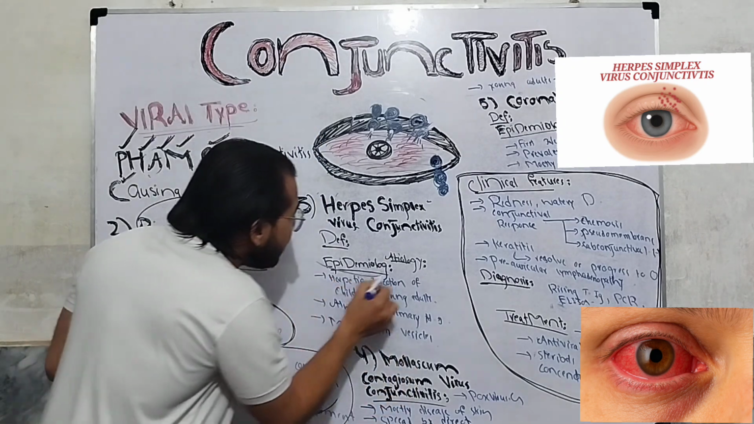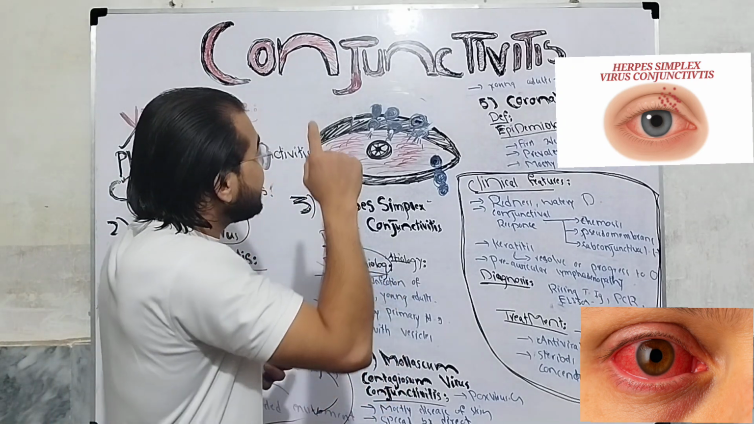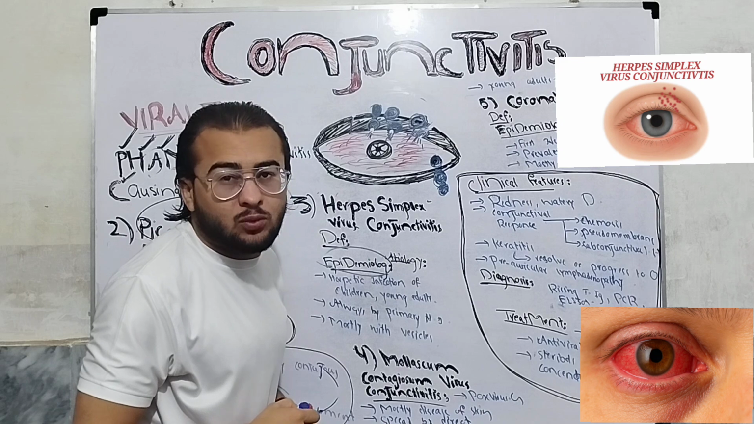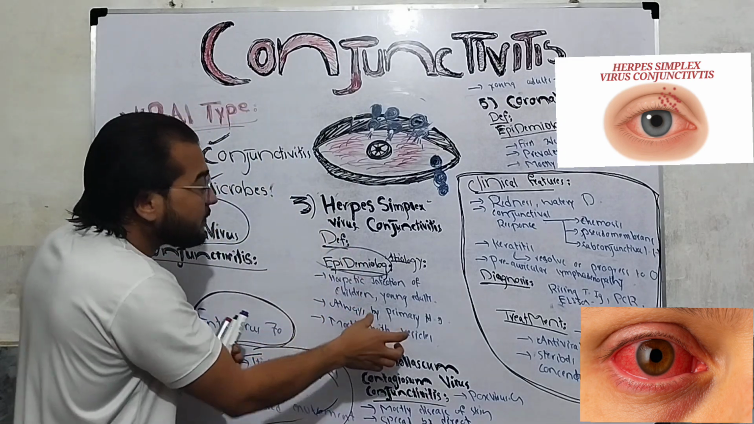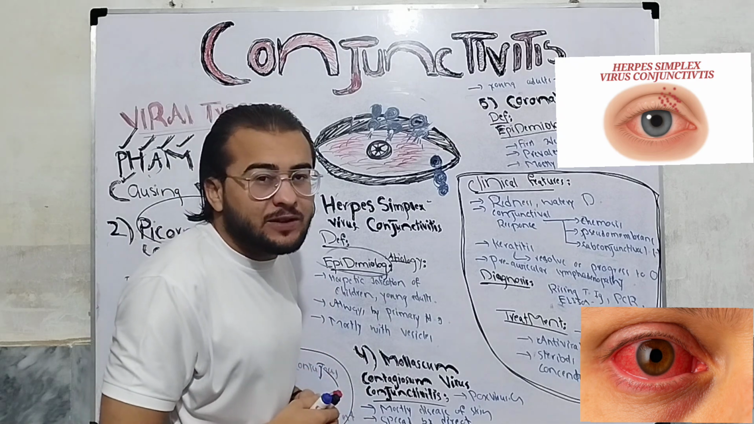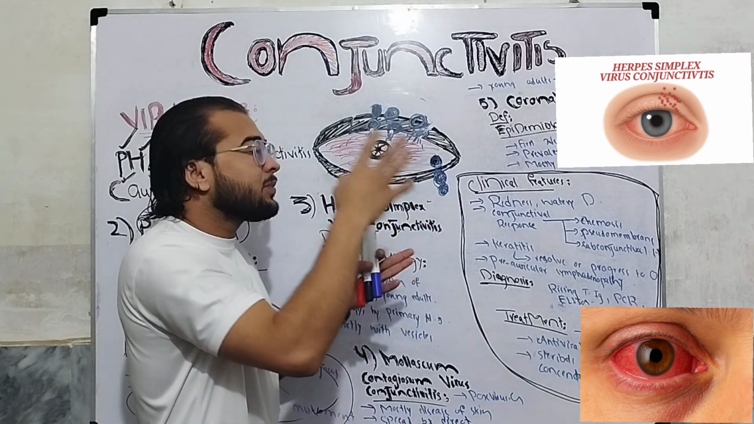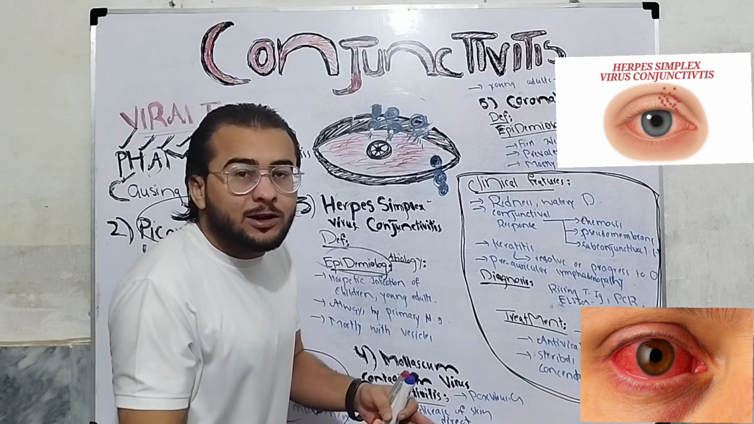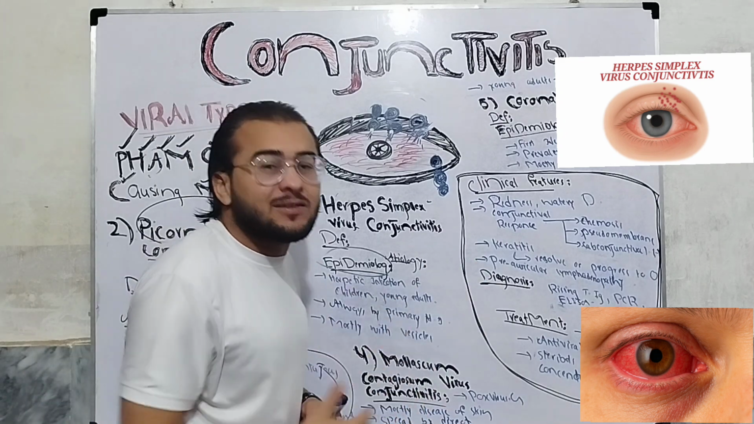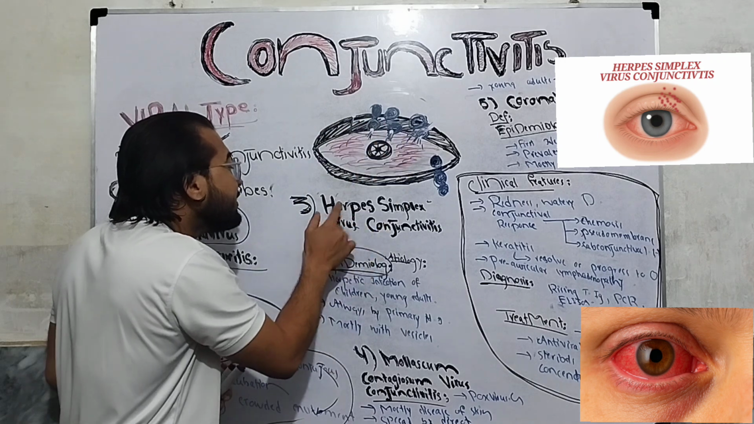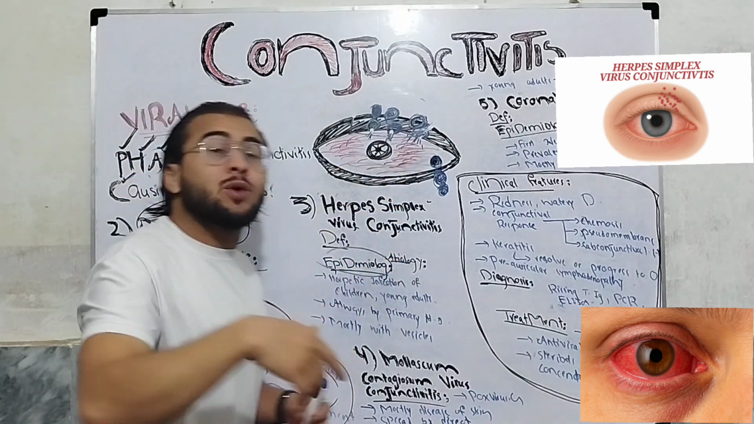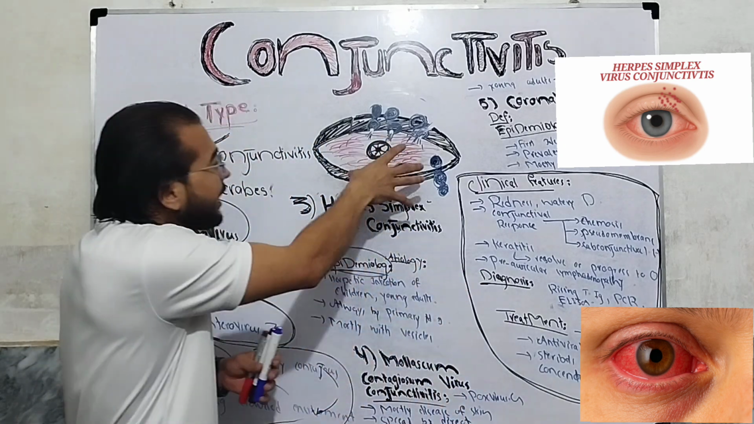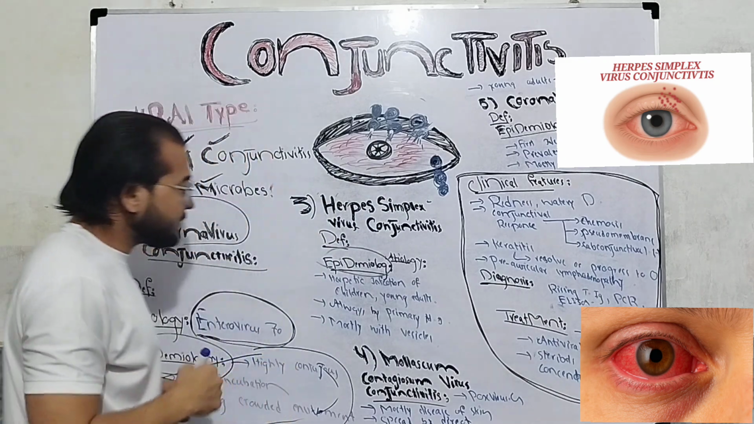Okay, and in epidemiology, remember one more thing, that this infection is mostly associated with the primary infection of herpes simplex virus. How? Because we know that herpes simplex virus can also cause recurrent infection. First of all, it will cause the primary infection in young children and adults. When there is stress or other activating factors, the virus will reactivate and again cause the infection. But this herpes simplex virus conjunctivitis is mostly associated with the primary infection. When they primarily infect young adults and children, they cause this type of conjunctivitis. Okay, so this is the epidemiology.